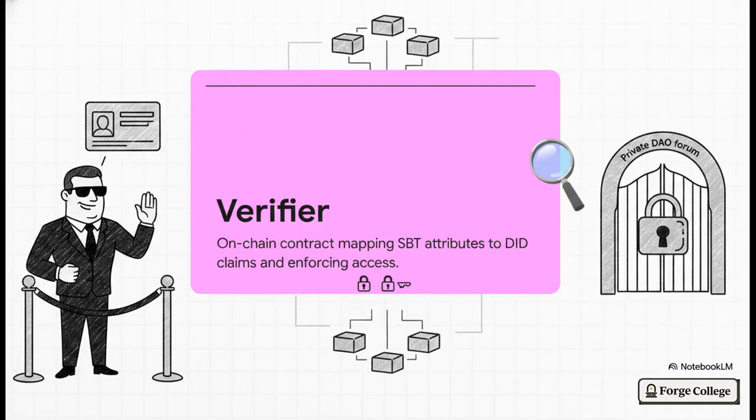To kick off our investigation, let's introduce the primary suspect in our identity integration code, the verifier. A verifier is the on-chain smart contract that maps Soulbound Token attributes to DID claims and actually enforces access. Think of it exactly like a digital bouncer standing at the door of a super exclusive VIP club. It looks at your Soulbound Token, which is essentially your non-transferable digital ID card, and decides if you actually have the right credentials to enter, say, a private DAO forum. But how do we know this bouncer is actually doing a good job?